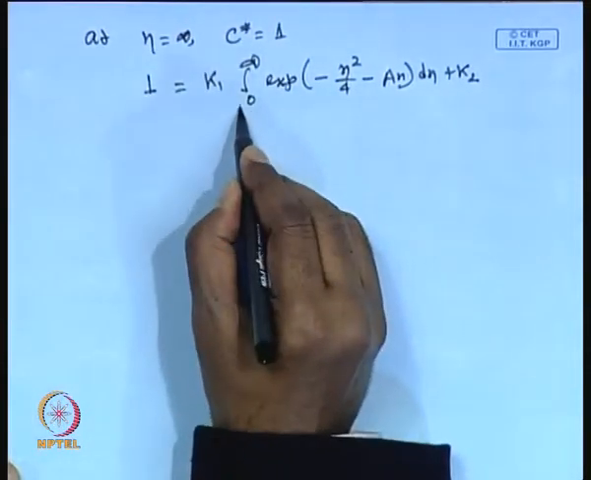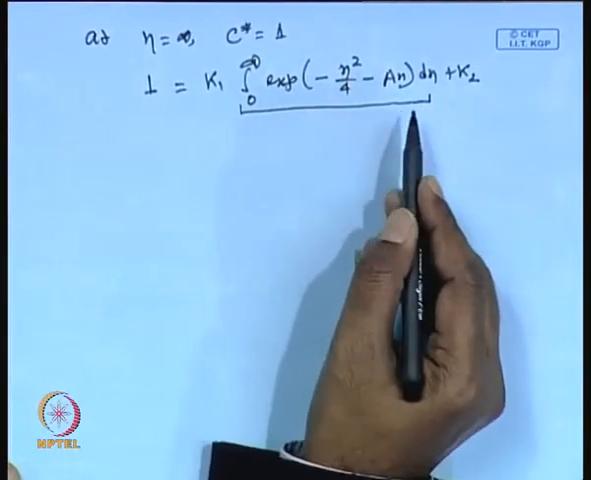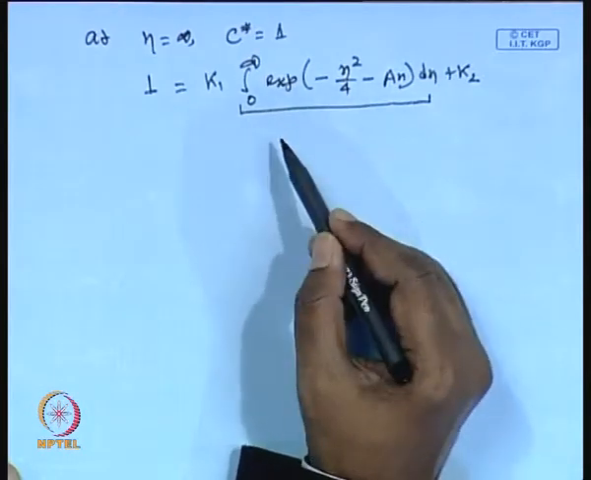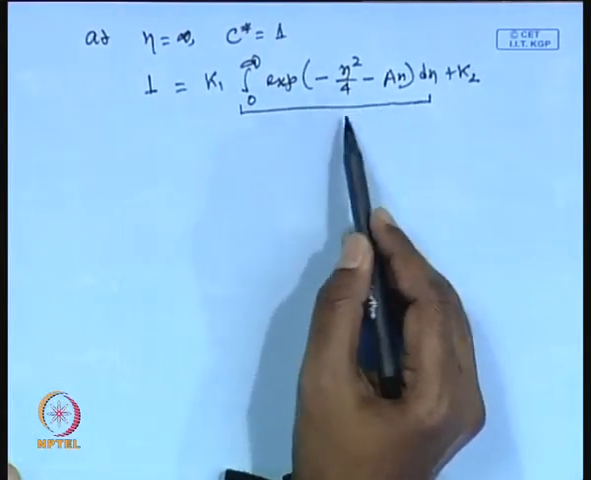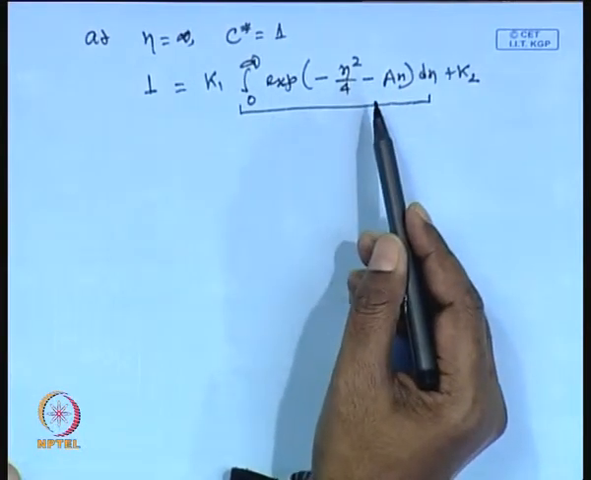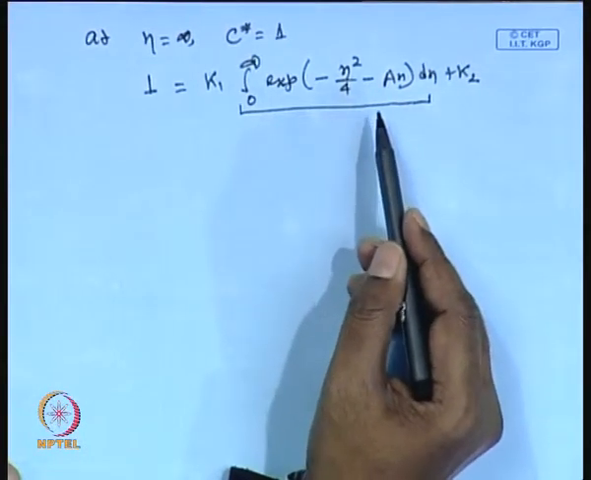Again, if you know the value of A, then this integral is known to you because it is a definite integral. Once you know the value of A, because that is a constant, it must be assuming some value, and how to evaluate that value, we will see later on.